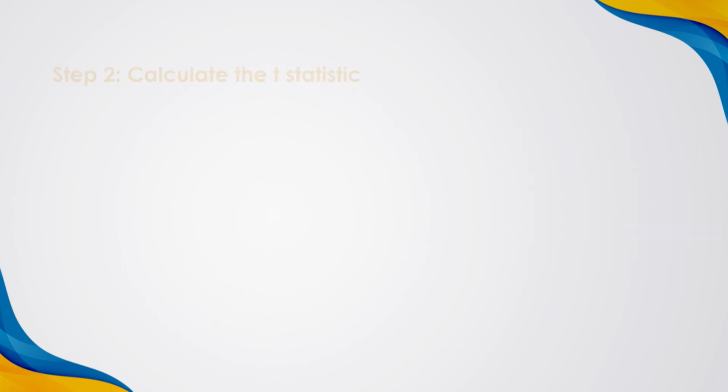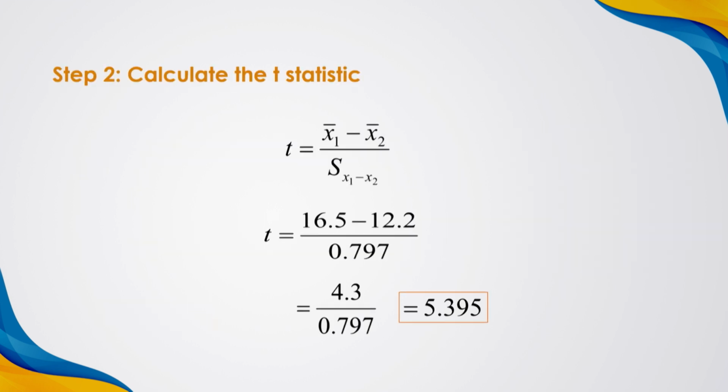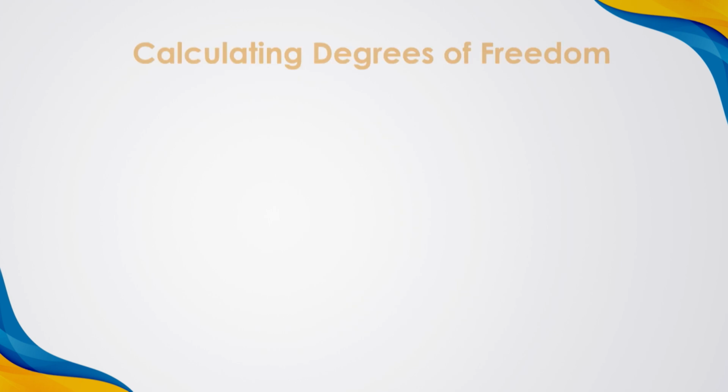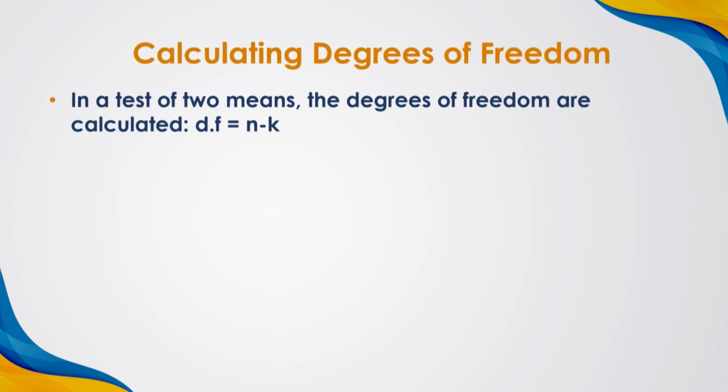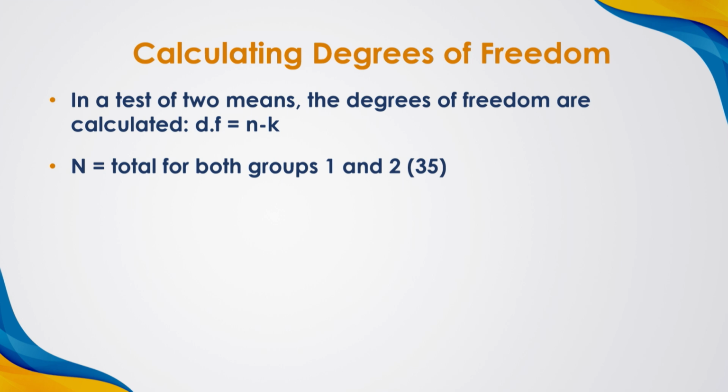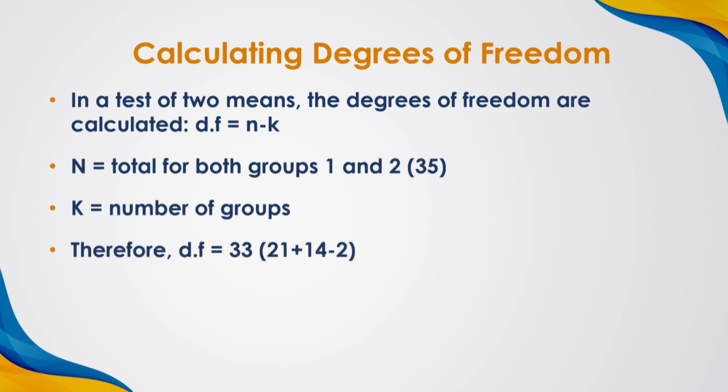After that, we have calculated the test statistic. The test statistic formula gives the final value of 5.395. So, we have to make the next step of comparison. The degrees of freedom is n minus k, where n is the total number of observations, 35, and k is the number of groups, 2. Subtracting, the degrees of freedom will be 33, which is 35 minus 2.